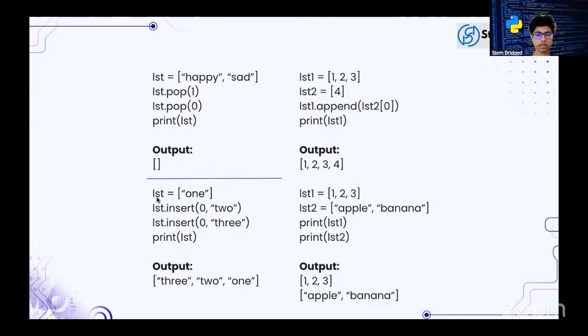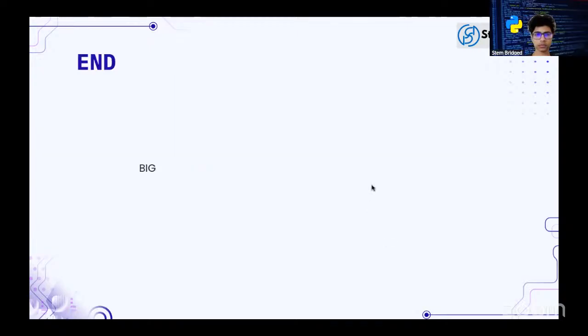Third example, the list is a string of one, then you insert two, and then you insert three at the first index. So it would first add two over here, then it would shift the one down, then you add the three, and then it would shift the two and one down, and it would result in this list. And example number four, list one is equal to one, two, three. List two is equal to apple, banana. You print both of the lists and it just prints both of them perfectly fine. That's the end.